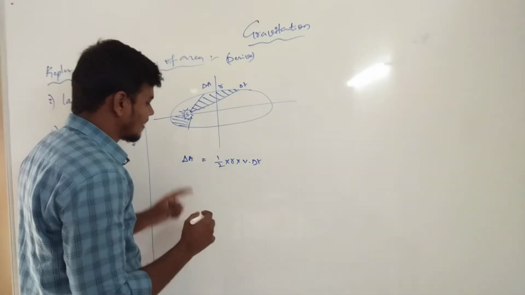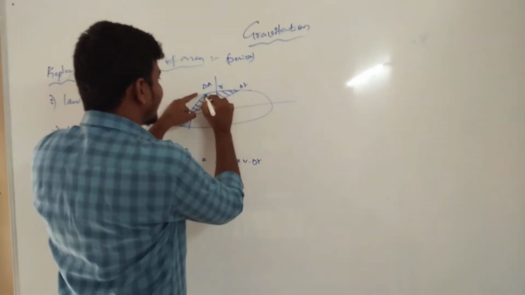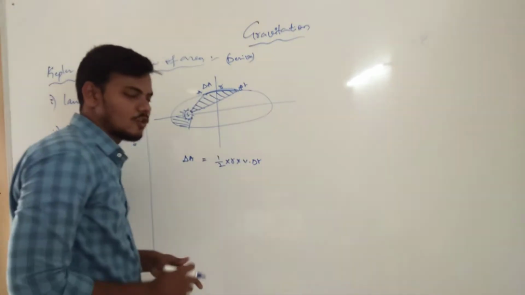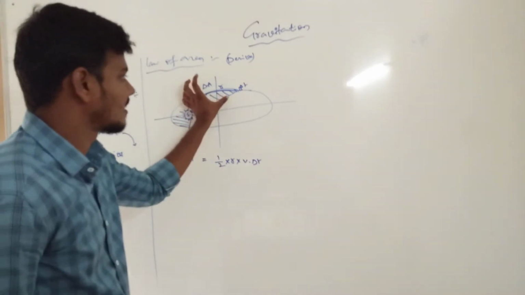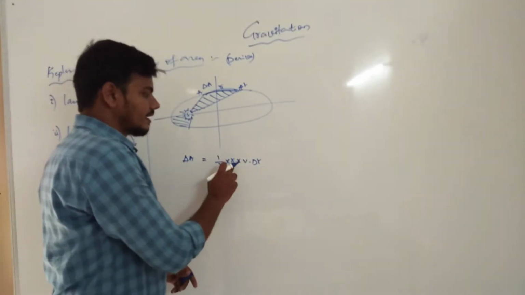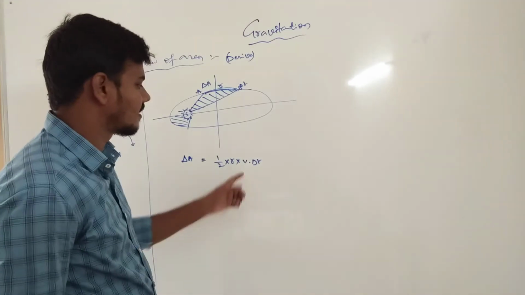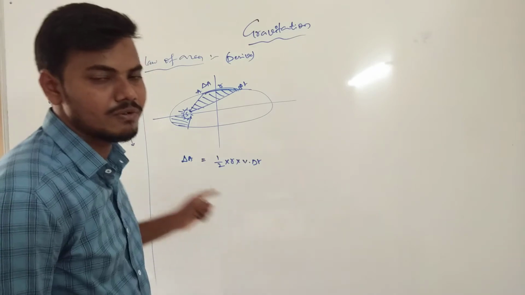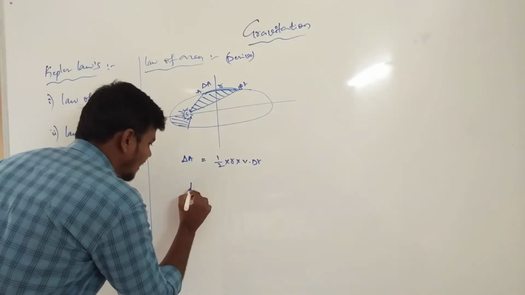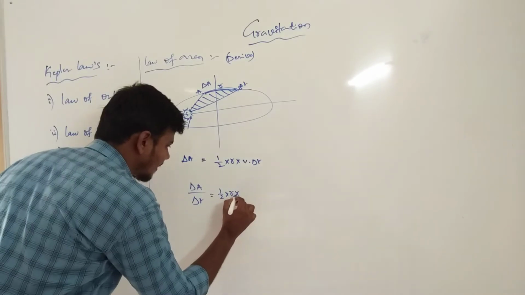Clear one? Now next, delta A. For the shortest distance between any two positions, A to B, we take delta A equals half into r into v into delta t. Half into base into height, where the height is v into delta t. V means the velocity when the planets are revolving in this position, in the law of area. Clearly? Now delta A by delta t equals half into r into v.